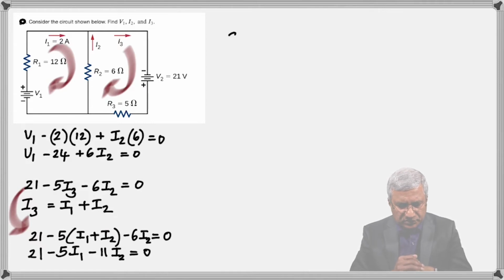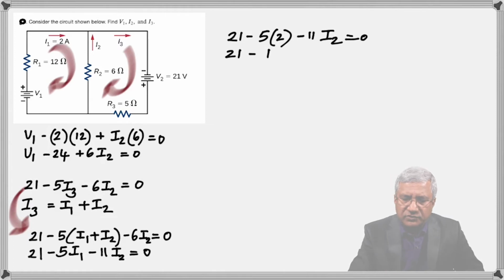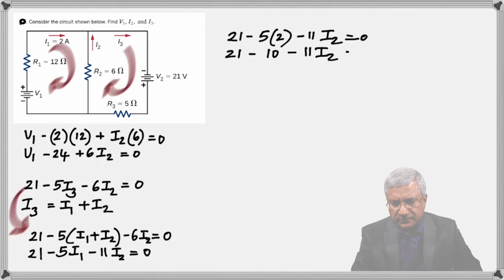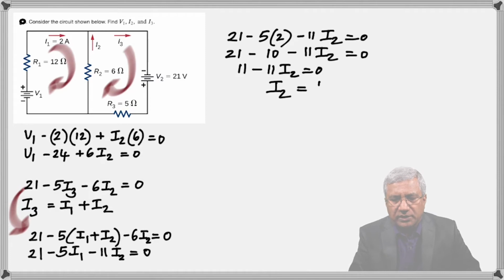And so that makes it this equation. Now we have that equation with I1 and I2. I1 is given, so I've just substituted the value of I1 as 2, which helps us to calculate the value of I2. When you do that carefully, you get I2 as 1 ampere, which is a good thing.